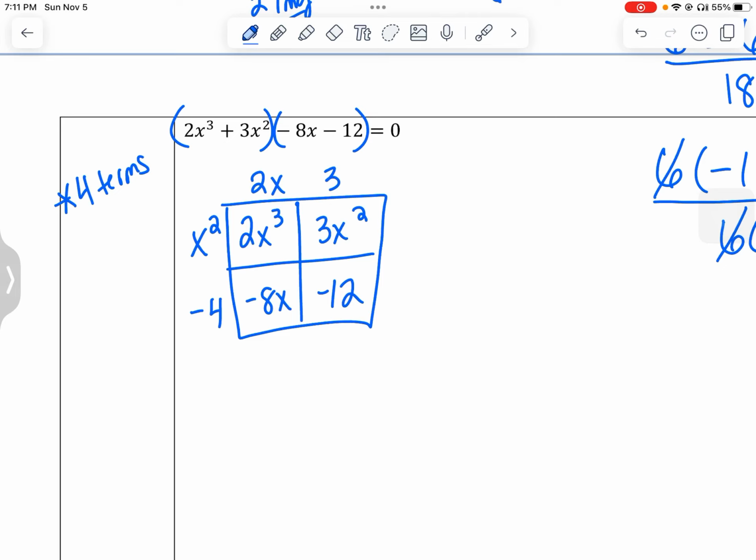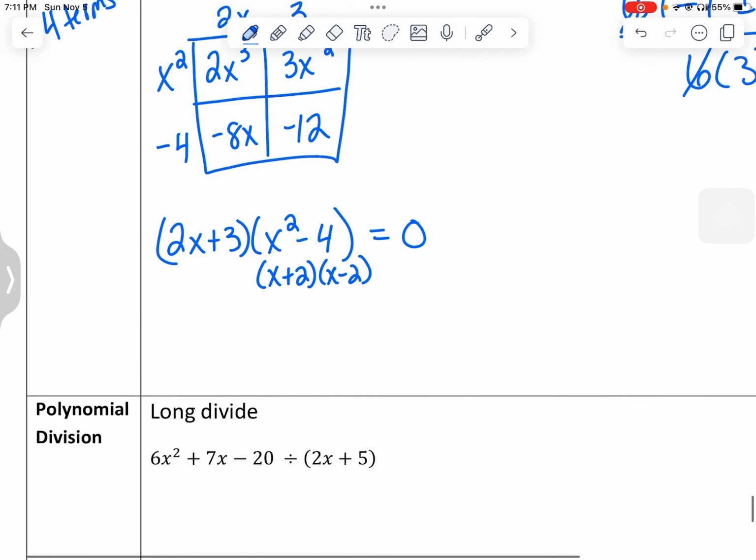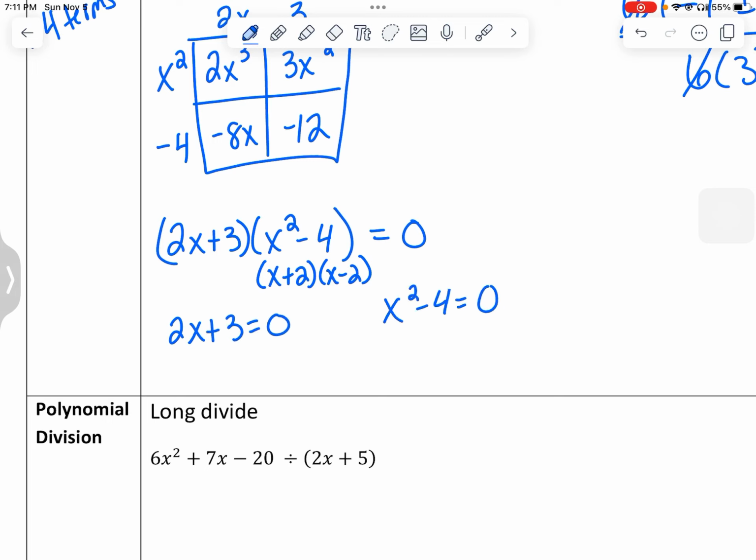And then we have 2x plus 3 as factors, and then x squared minus 4 equals 0. And then we can solve from here. Notice you could factor this one more, 2x plus 2 and x minus 2, since it's difference of perfect squares. But you could just take both factors, so 2x plus 3 equals 0, x squared minus 4 equals 0, and then solve them for x.